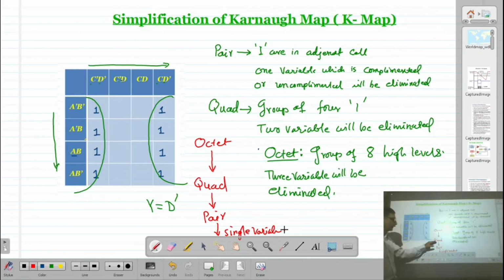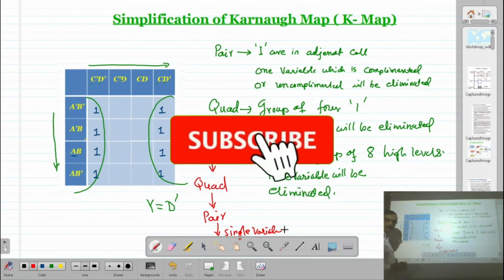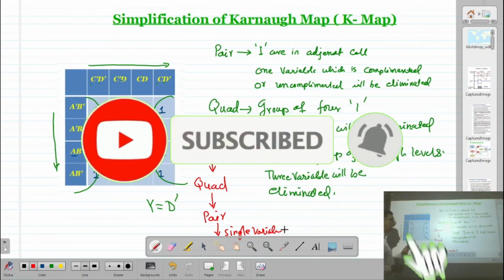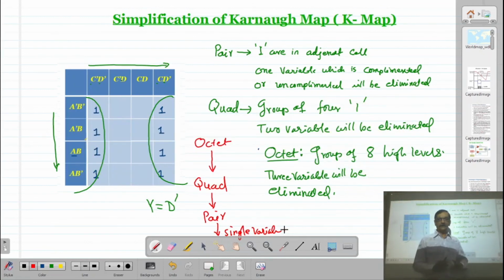Then you try to find out quad, then pair. When you are finding all these things, you can roll the Karnaugh map also, either horizontally, vertically, or in both directions, but try to find out the octet or the quad or the pair. And whenever you find one, only then will you get a more simplified expression for the Karnaugh map. Okay? Now, examples based on the Karnaugh map we will discuss in the next lecture.